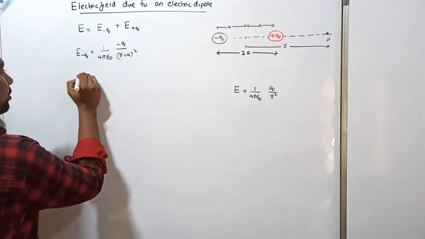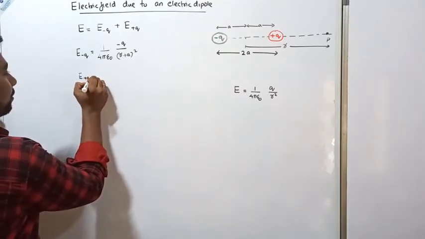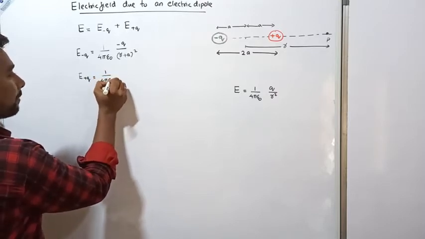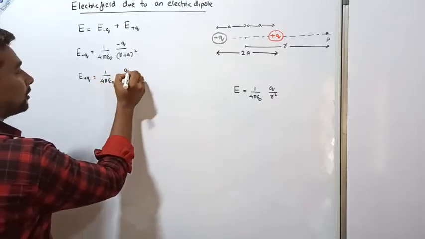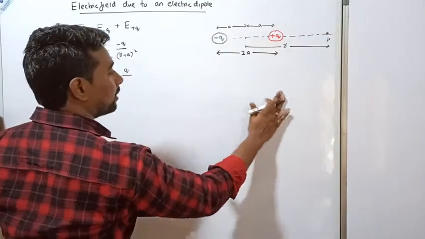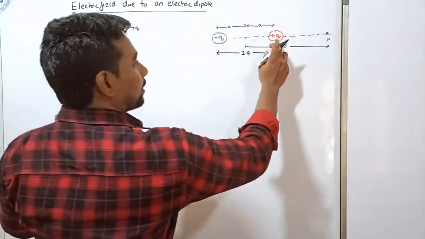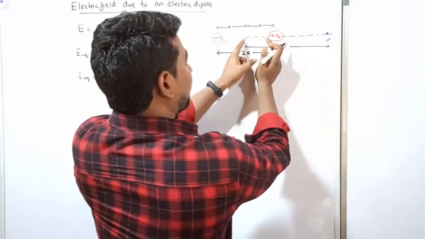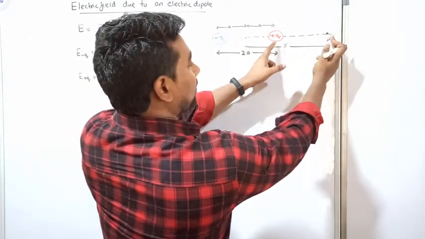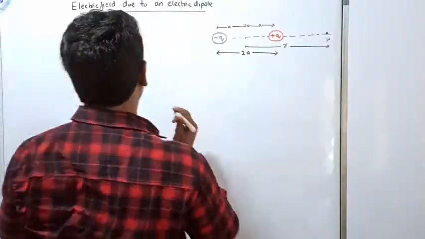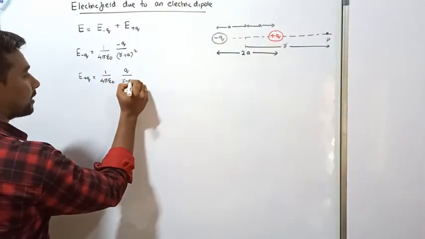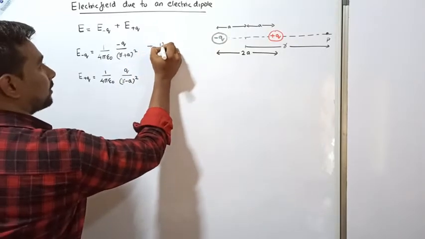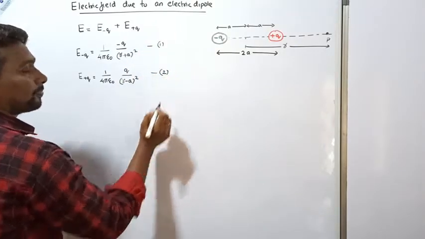And due to the plus Q charge, what will that be? 1 by 4 pi epsilon 0, charge is Q, divided by the distance square. What will be the distance? From plus Q to here, already this is r, you have to subtract an a. Then you get r minus a, that is r minus a the whole square. Consider this as equation 1. This is our equation 2.